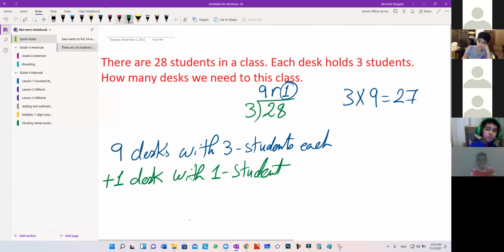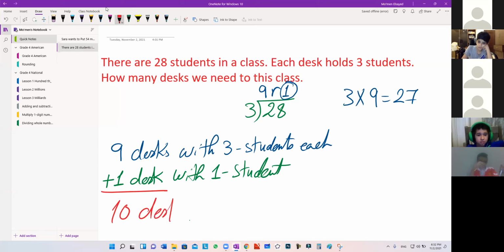So how many desks in total in this class? Because he's asking about how many desks we need in this class. 10 desks. Yes.